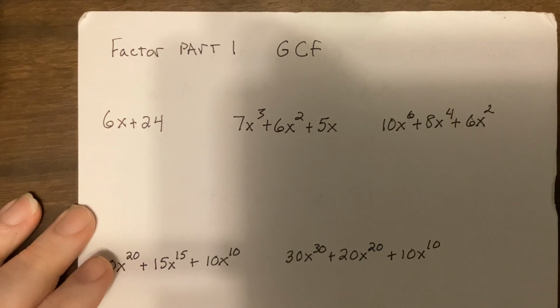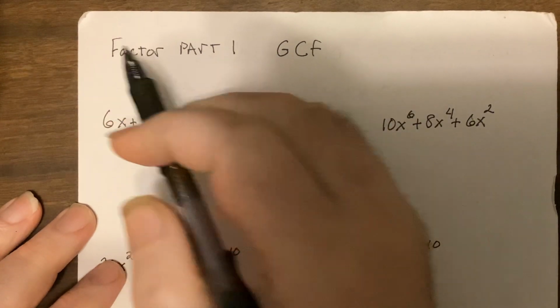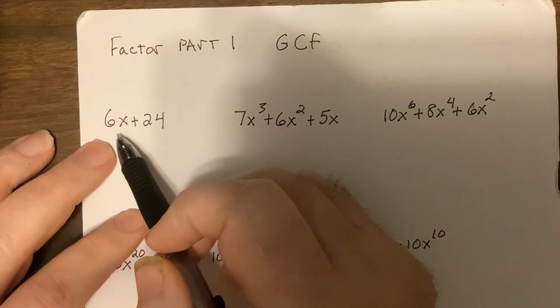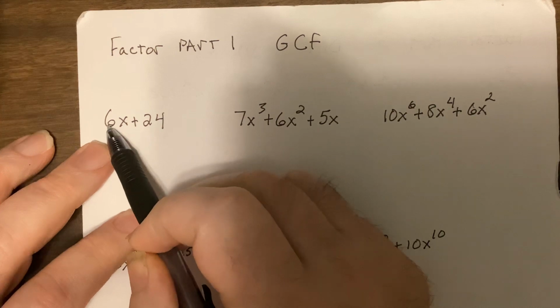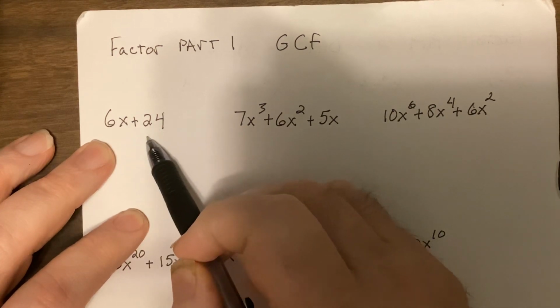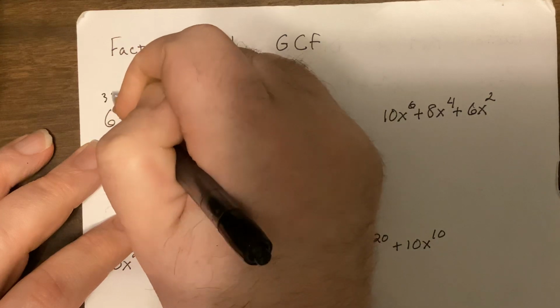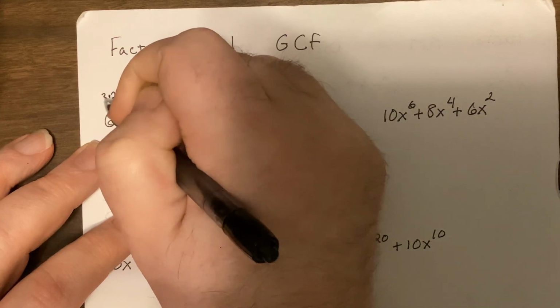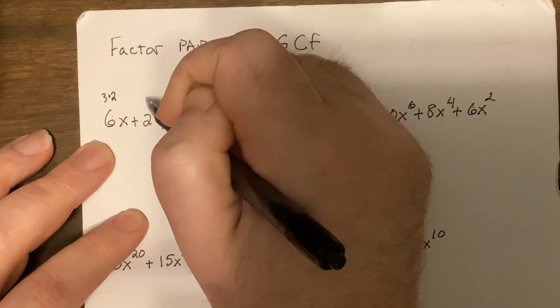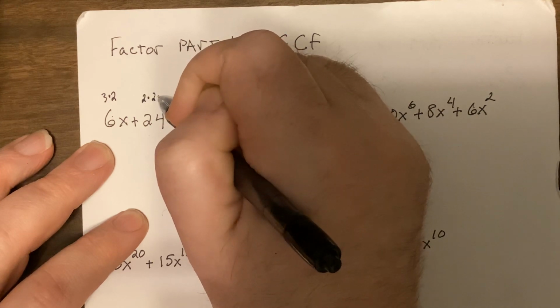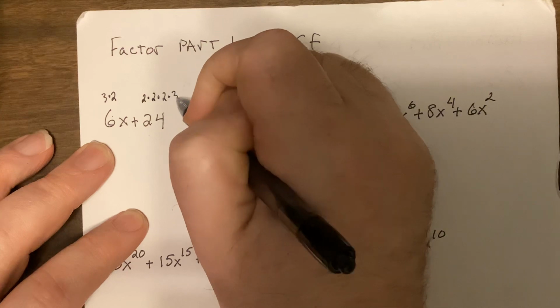So, we've been working on factoring. I call it factor part 1 just for the video. So, I start off by saying, what's the biggest number that will divide into 6 and 24? Now, if you have trouble with numbers, you could break it apart. 6 is 3 times 2. 24 is 2 times 2 times 2 times 3.